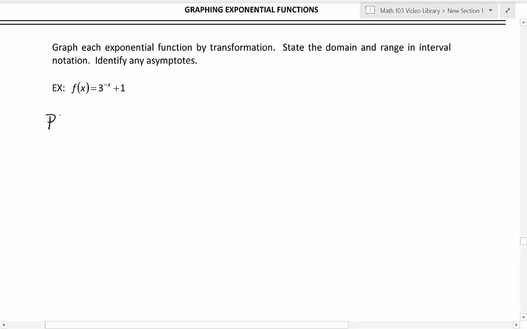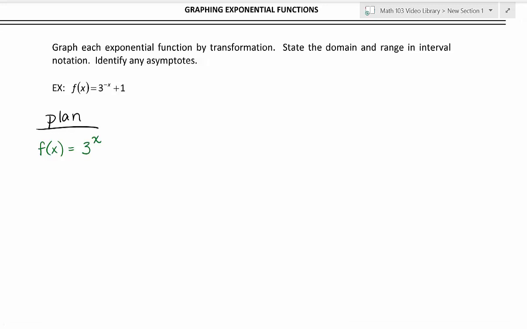Like anything that I graph by transformation, I like to start by outlining my plan. The first thing is going to be our parent function. The parent function is going to be an exponential function, some number raised to the x power. Our base in this example is 3, so our parent function is going to be 3 to the x.